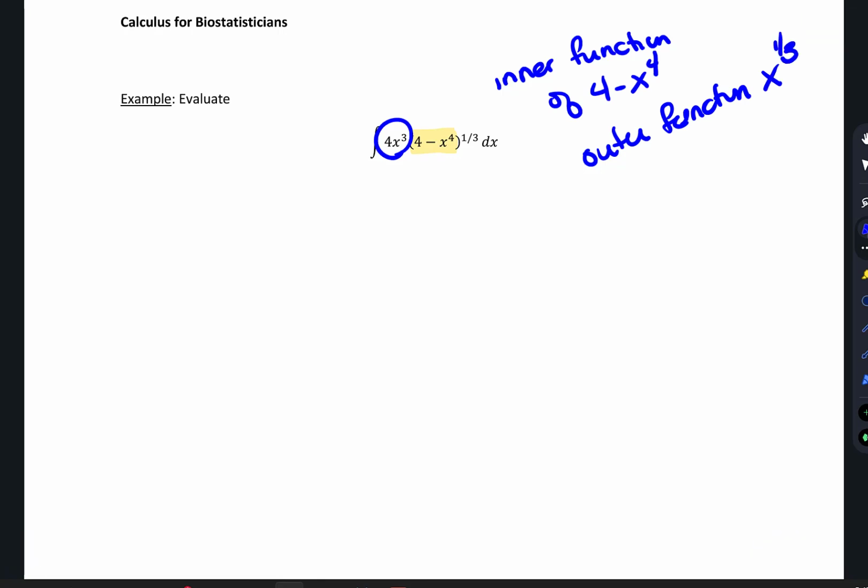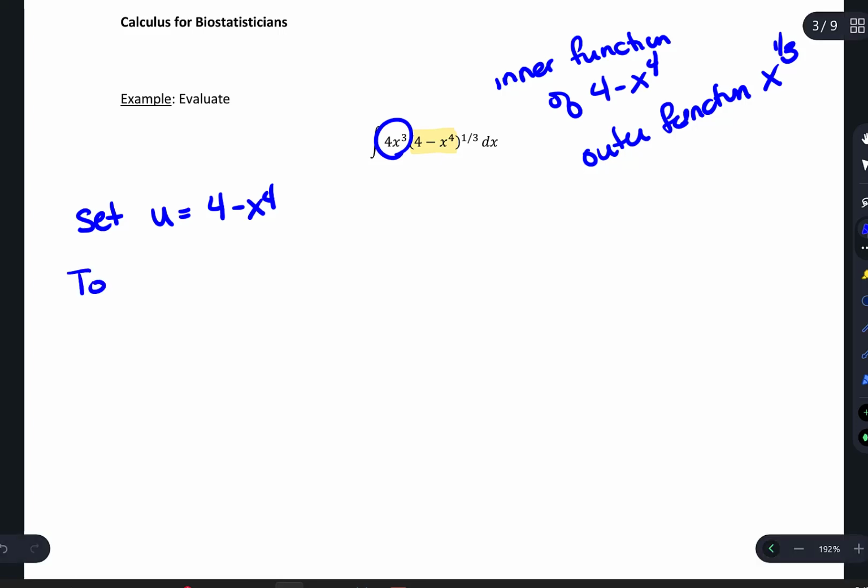All right. So first thing we're going to do is set u to be equal to 4 minus x to the 4th. And we hope to turn the integrand into a function like u to the 1/3. So the first thing we're going to do is integrate over u. So to integrate over u, we don't want to use dx, we want to use du.